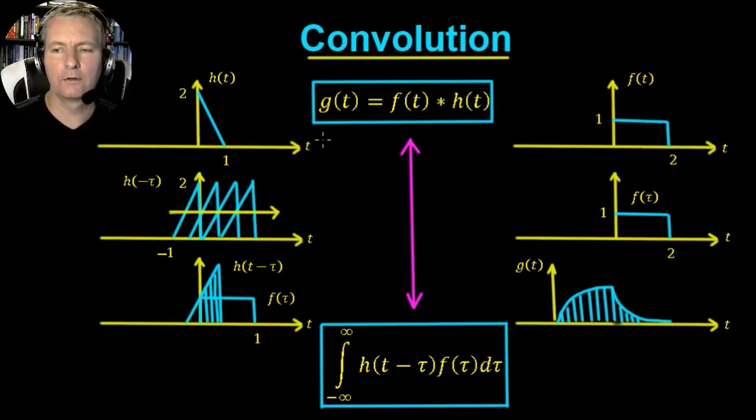Now, another thing about convolution, and the most important thing that we're interested in here, is that convolution in the time domain is equivalent to multiplication in the frequency domain. And convolution in the frequency domain is equivalent to multiplication in the time domain. Now, we're going to go over that over the next couple of videos, so we'll see that later on. I'm just trying to give you some motivation for why we convolve things.